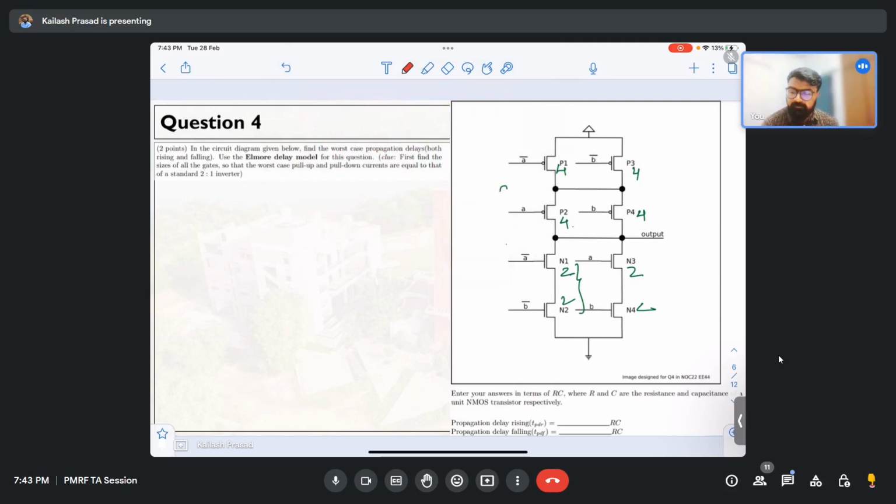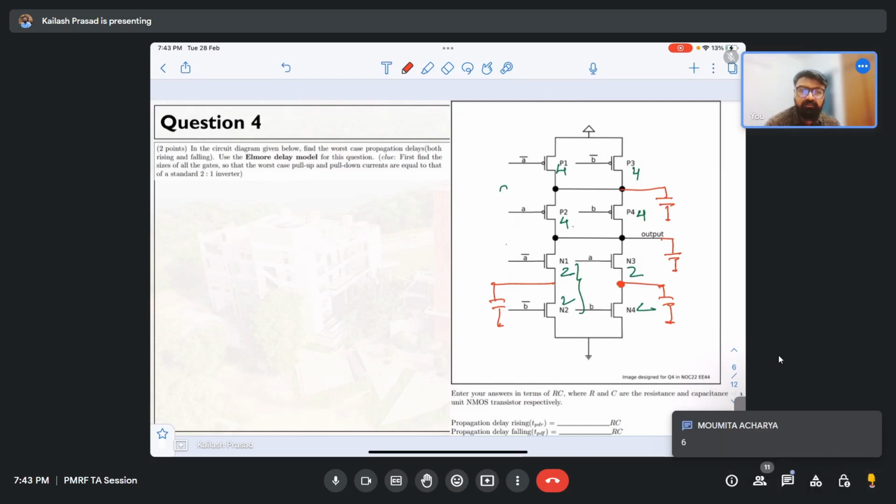So how to approach this problem? First, you see all the nodes. This is one of the nodes, and there we will have capacitance. This is another node, and there we will have capacitance. Then we have two paths, so there we will have one capacitance, and here also we will have another capacitance. If you see this particular node, how much capacitance will we have at this node?